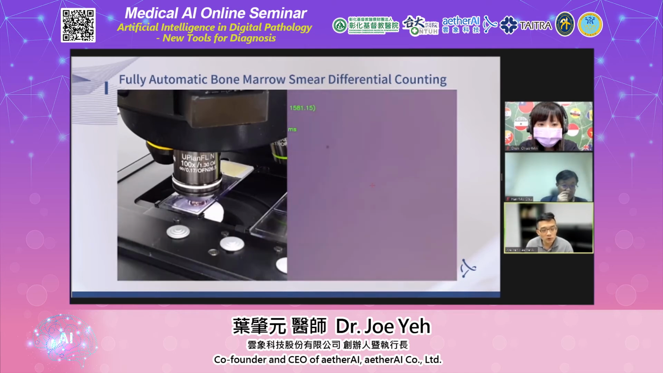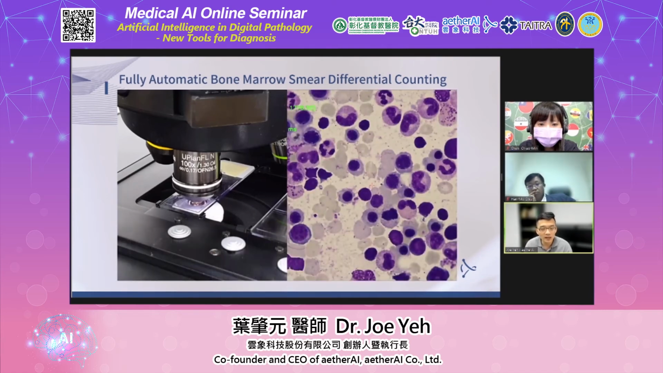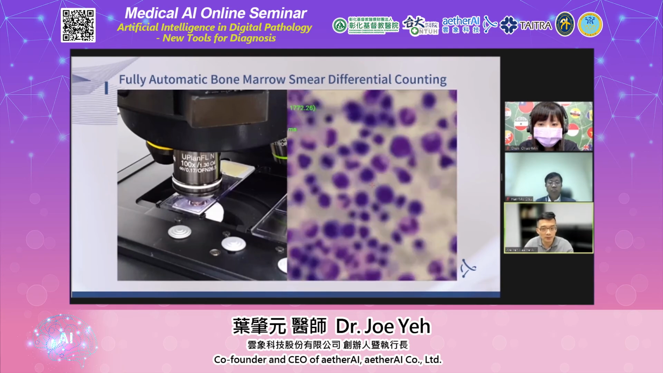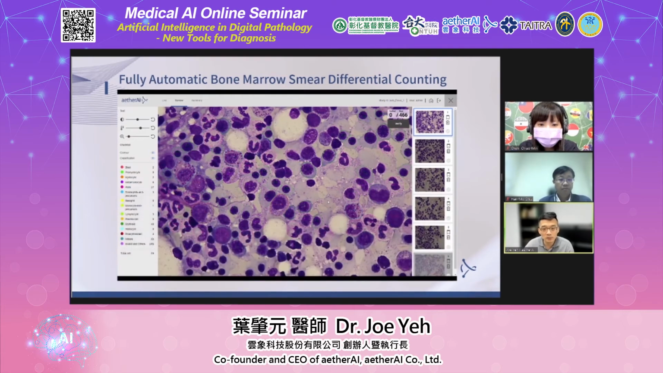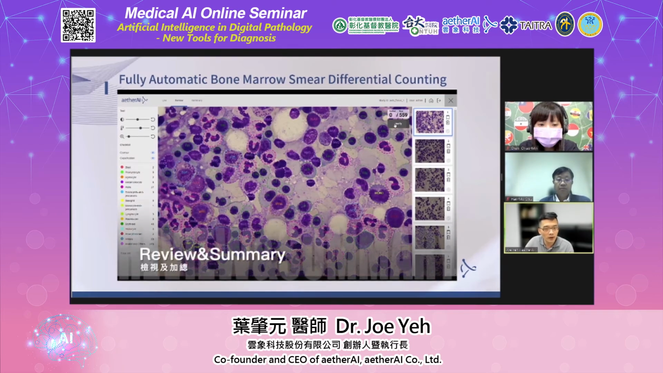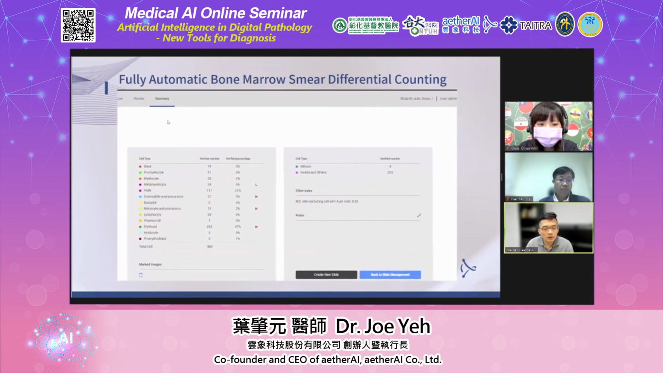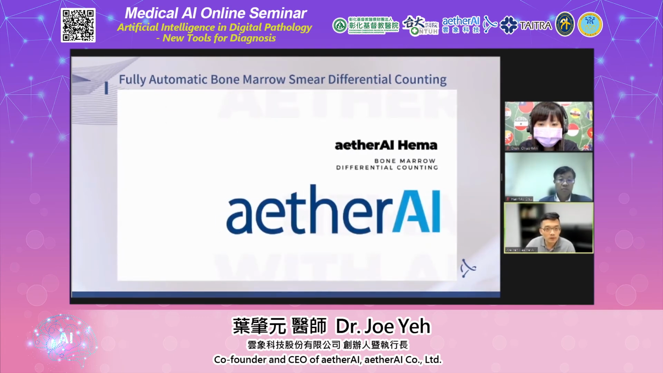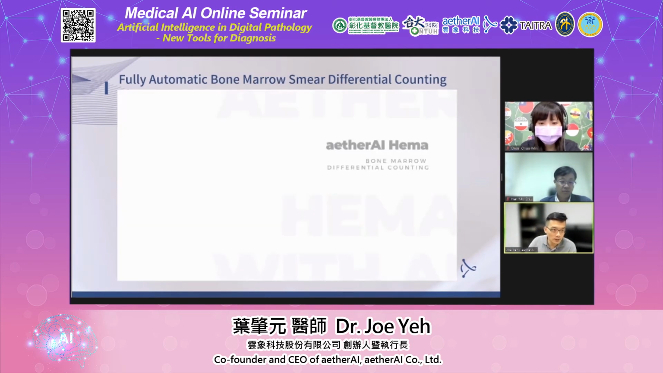Finally, our AI is switching to the 100x objective and moving to these regions of interest to capture the high resolution images and send these images to the final differential counting AI model. And in the final phase, the human observer can still correct the answers made by AI. After these results are verified, our system will send out a summary report characterizing the proportion of each cell category. Using our fully automatic system, completing differential counting for one bone marrow smear will take only 3 minutes, whereas it'll take human beings somewhere between 15 to 30 minutes to finish differential counting for one case.